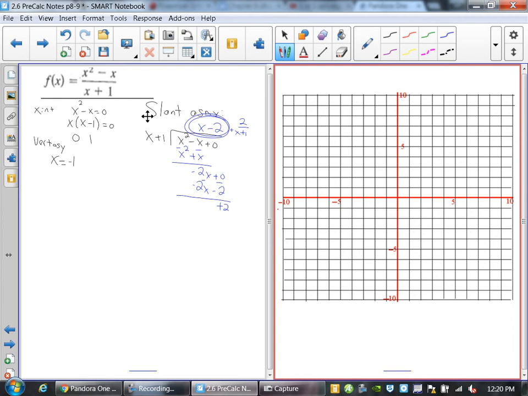We had x-intercepts 0 and 1. We had a vertical asymptote at -1. Then we had a slant asymptote at y equals x minus 2. That's slope-intercept form. So where do you start?